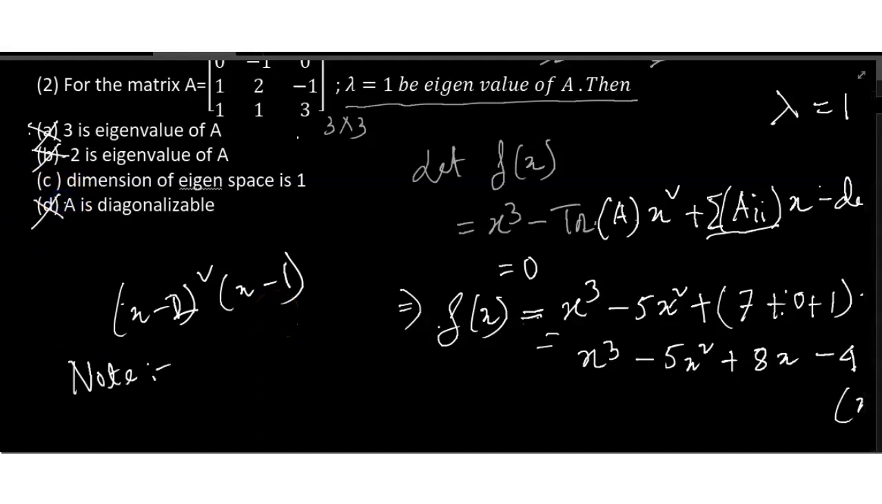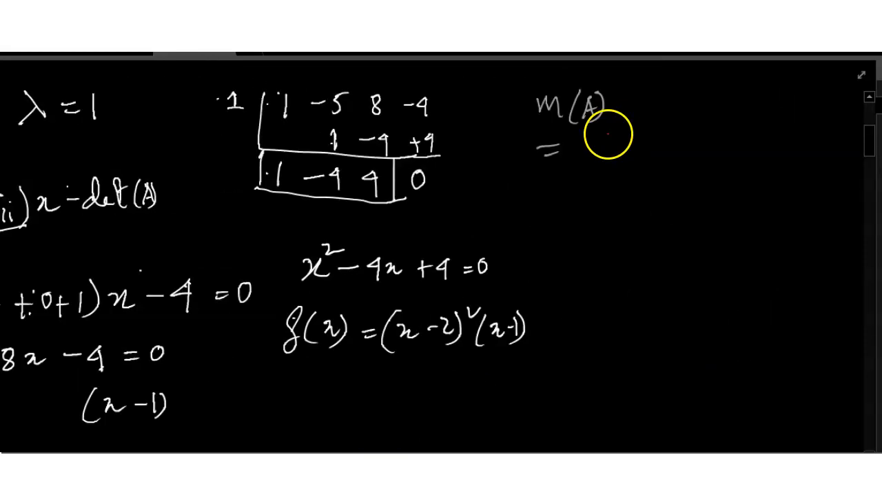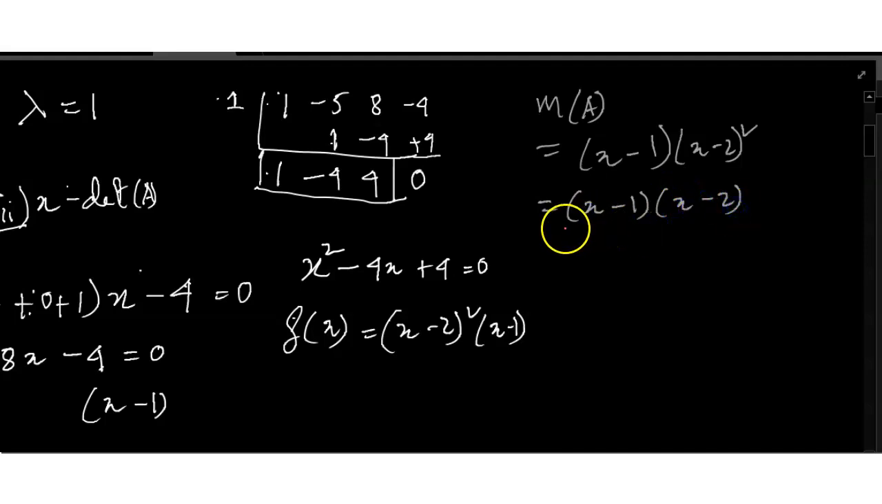Note that A is diagonalizable if the algebraic multiplicity and geometric multiplicity are equal, that is, if its minimal polynomial is a product of distinct linear factors. So I will check whether A is diagonalizable or not. Now I have to check whether it has linear factors. The minimal polynomial should be either x minus 1 into x minus 2 whole square, or x minus 1 into x minus 2. So first I check this portion.